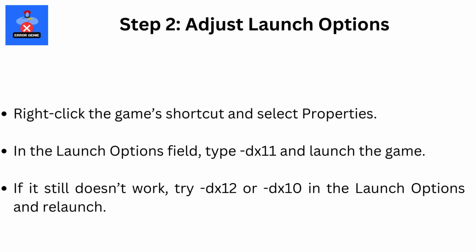Step 2. Adjust launch options. Right-click the game's shortcut and select Properties. In the Launch Options field, type -DX11 and launch the game. If it still doesn't work, try -DX12 or -DX10 in the Launch Options and relaunch.